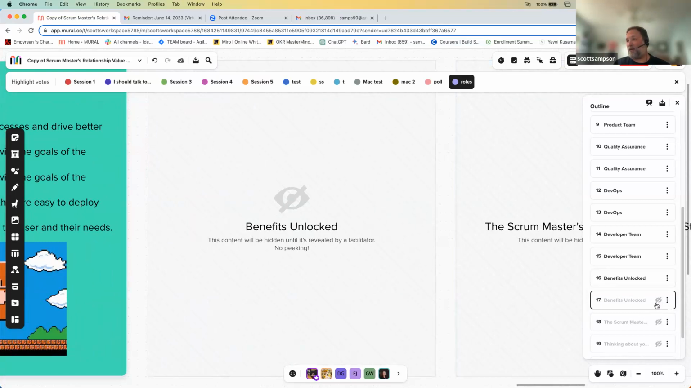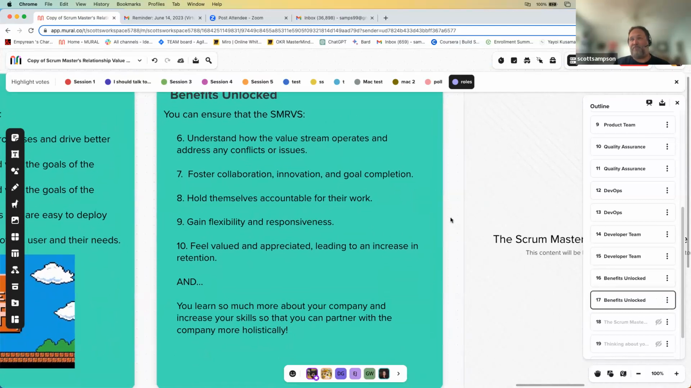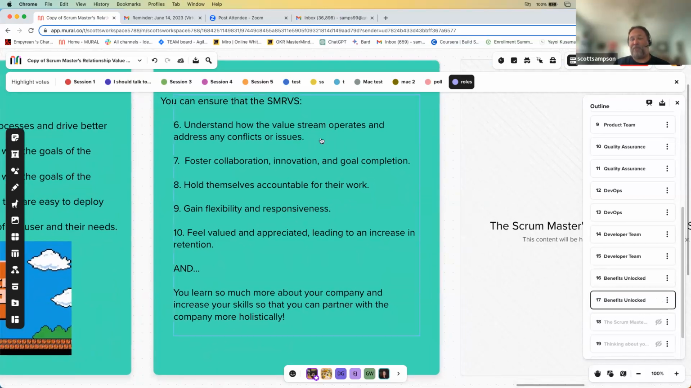More benefits unlocked by having these conversations with these different groups. They can understand how they're part of the Scrum Master's relationship value stream. You probably won't call it that when you talk to them because they'll just roll their eyes, but you can understand how they fit together to deliver value, and perhaps you can increase collaboration and resolve conflicts more effectively if they're talking to each other in kind of a cycle versus in siloed structures.